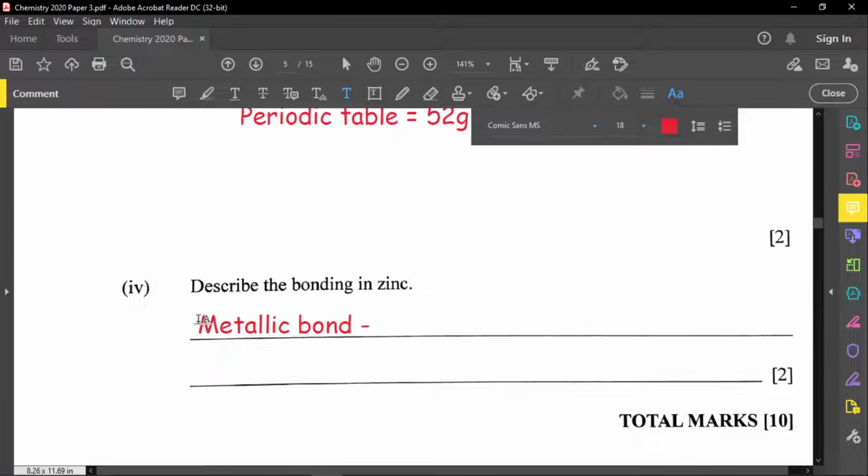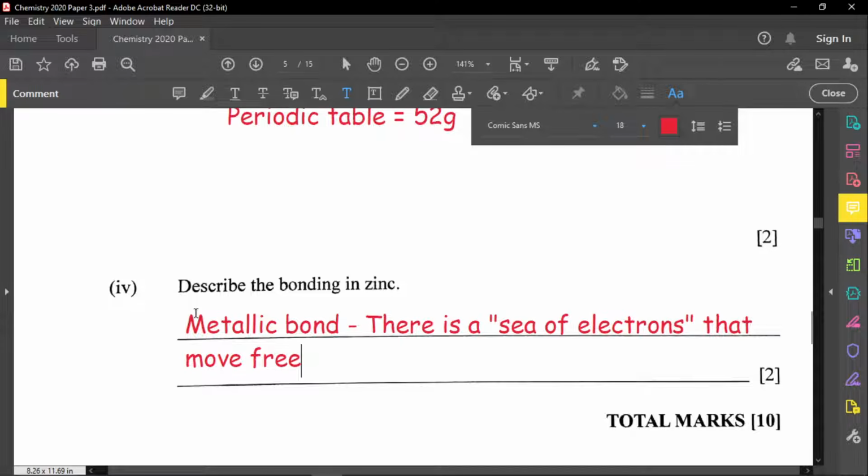In a metallic bond, you have a "sea of electrons." Let's put that in open and close quotation marks. What will happen here is that the sea of electrons moves freely, and they're moving freely throughout the entire metal.